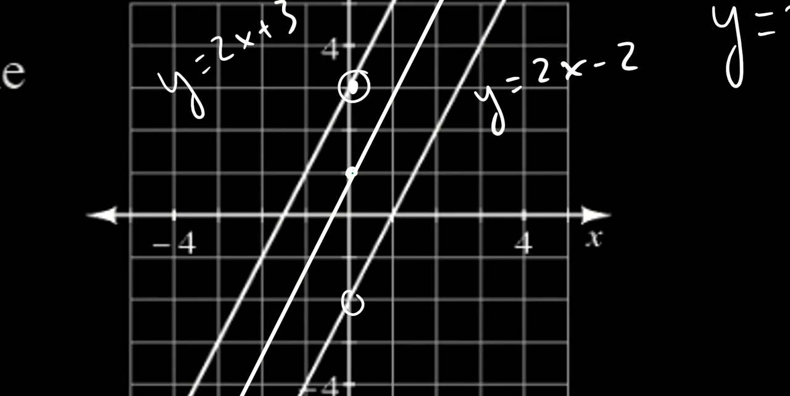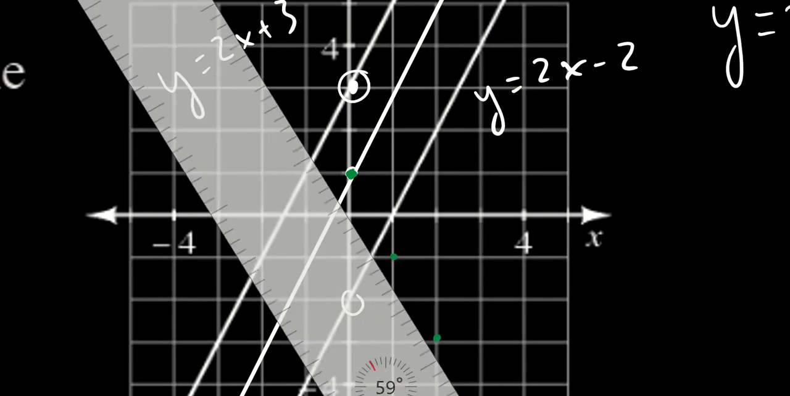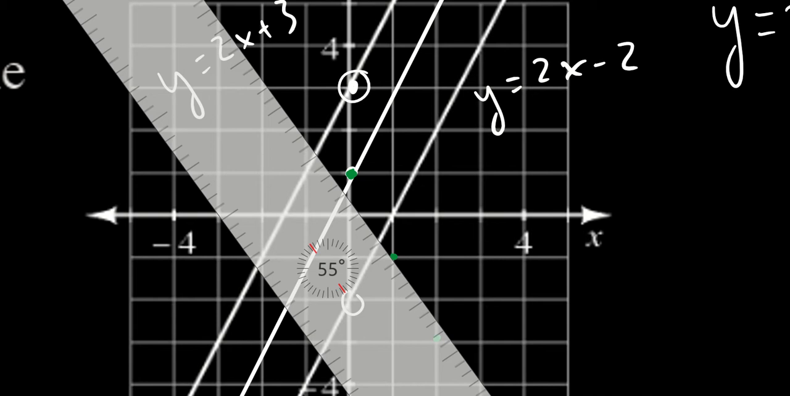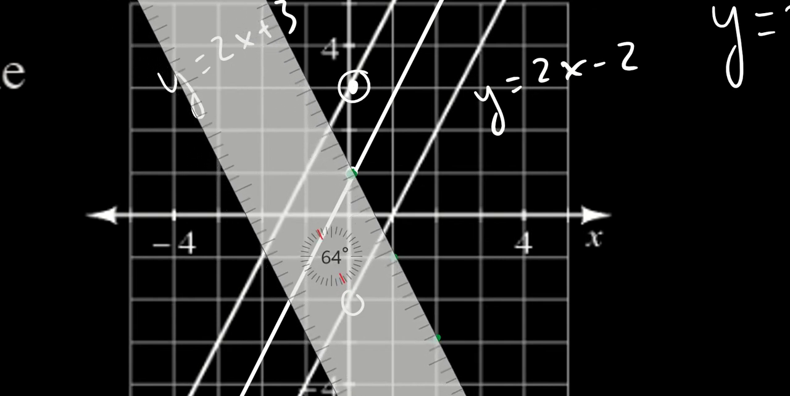I'll use this green. But I've got this point right here, same y-intercept, but now instead of going up 2 over 1, it's going to go down 2 and over 1. So it's going to go to here, and then down 2 and over 1 to here, down 2 over 1 to here. So this is this new line, y equals negative 2x plus 1.